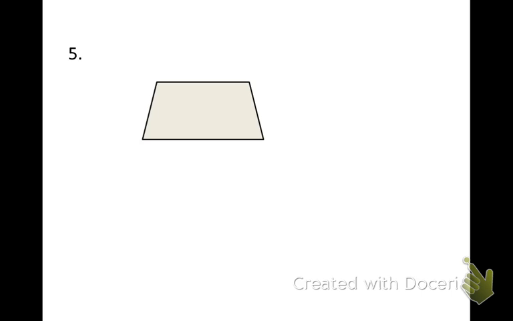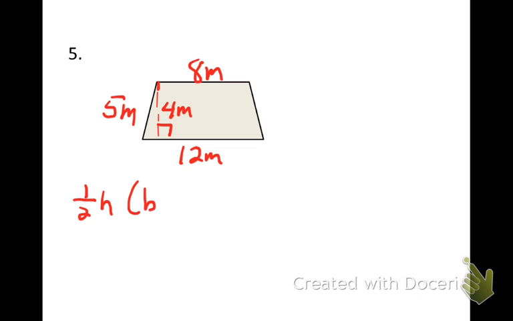Again, first thing is to identify the shape. So this is a trapezoid. Let's put some dimensions on it. 8 meters up here and 5 meters over here. So the formula for a trapezoid is 1/2 times the height times the sum of your two bases. A lot of times I like to leave the height blank and find my two bases, the sides that are parallel, because that'll make it easier to find the height.